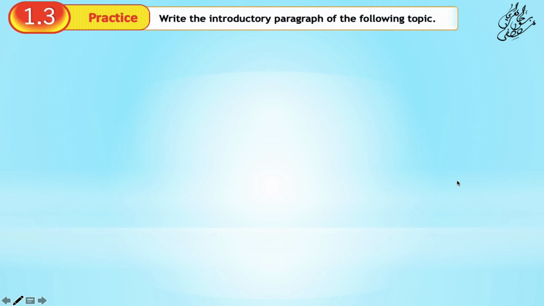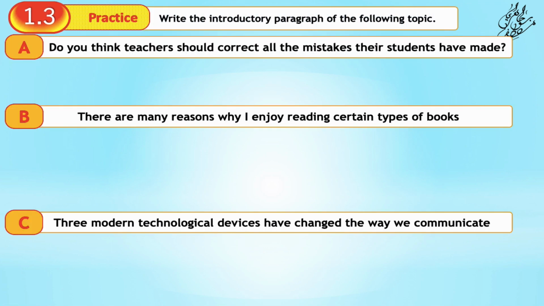Good. This is the last activity. You are asked to write introductory paragraphs about the following topic sentences. Choose any model of general introductory paragraph. The use of models such as funnel, interesting story, and historical background is based on the topic discussed. Nice. Take time to do this exercise.